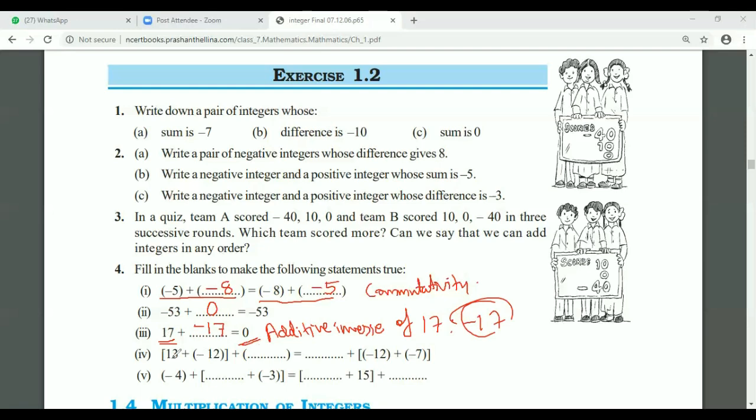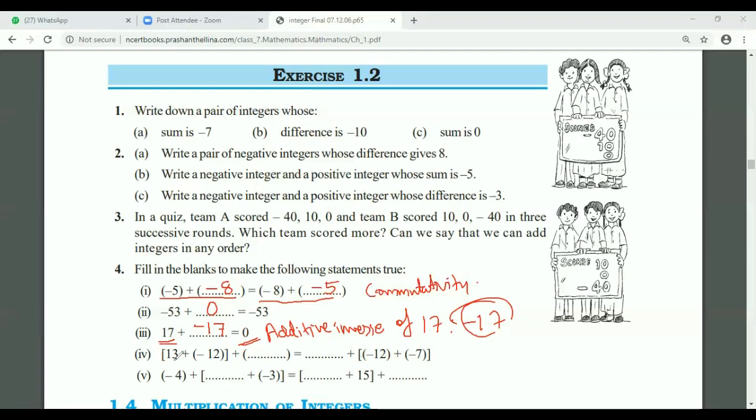The next question: 13 plus negative 12 plus some unknown number is equal to some unknown number plus negative 12 plus negative 7. You have seen two numbers here are 13 and negative 12. Two numbers here are negative 12 and negative 7. So negative 12 is there in the right hand side as well as the left hand side.